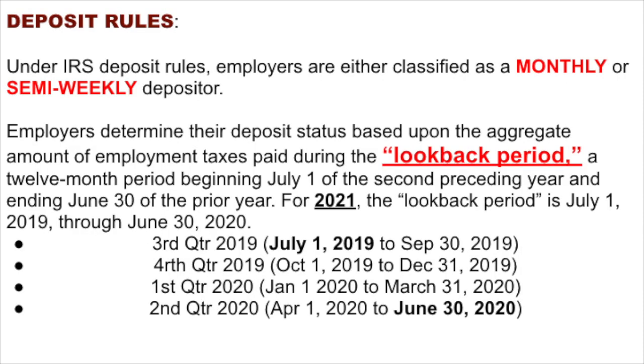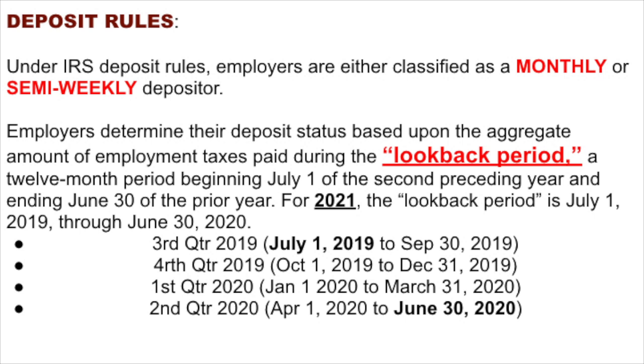I want to mention here that when we talk about the payroll tax forms, we will be considering two different set of rules. The deposit rules and the reporting rules or the filing rules. The deposit dates may be different than the reporting or filing of the payroll tax returns. So let's discuss the deposit rules first.